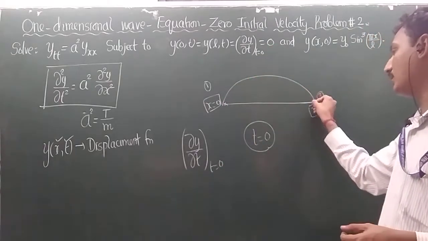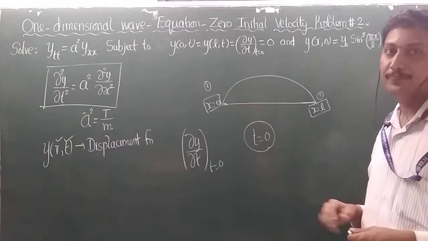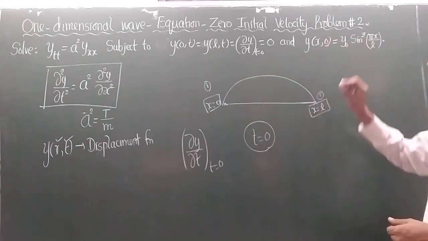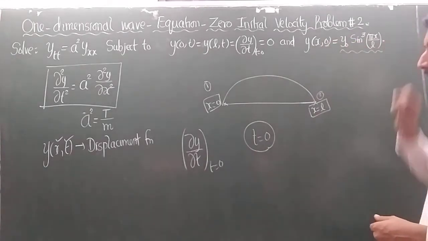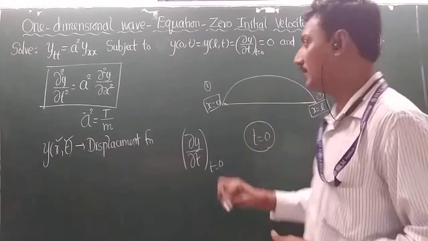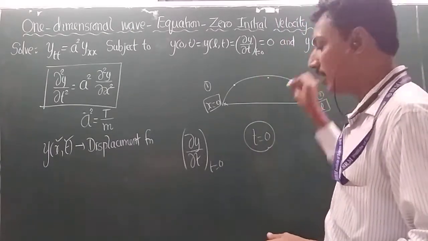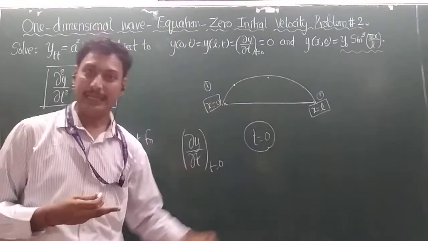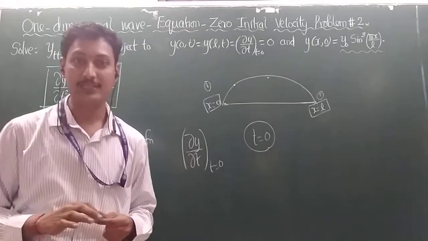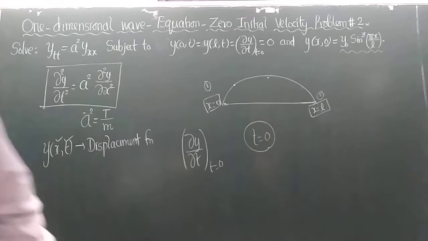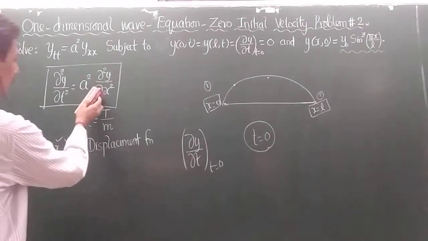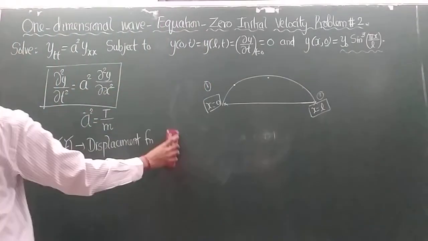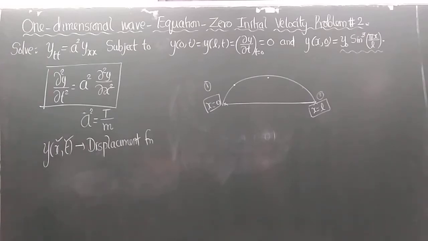So we allow the string to vibrate transversely with some initial displacement, at t equal to 0, y naught sin cube pi x by L. What will be the displacement function of the string during the subsequent motion, at any point from one end and at any time t? That is the question. Clear? Now already we know the correct solution of y of x comma t. What's the correct solution of y of x comma t?